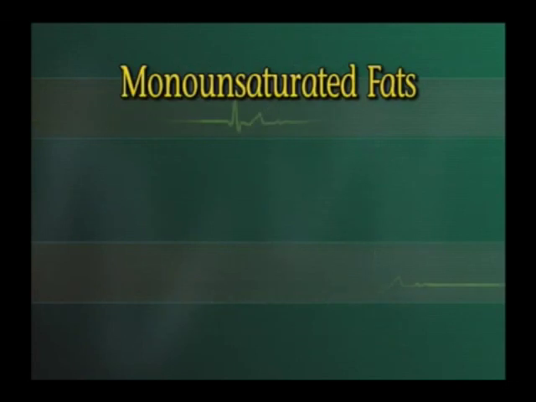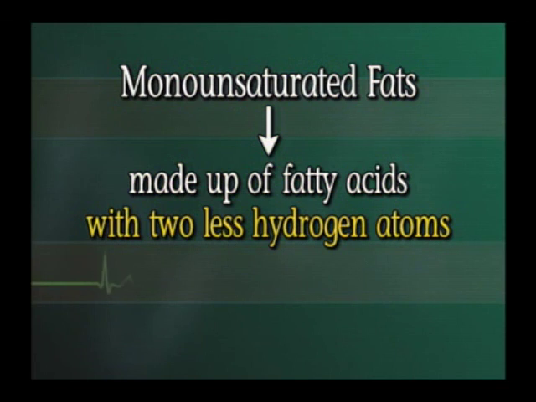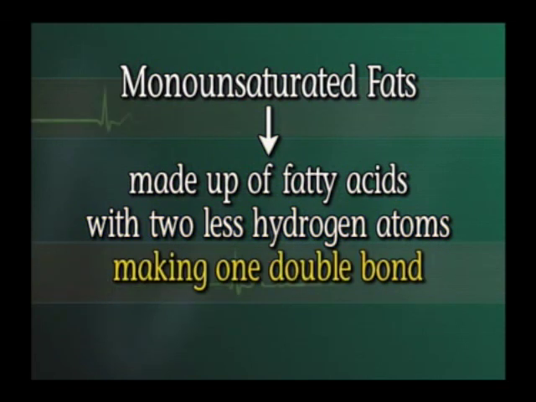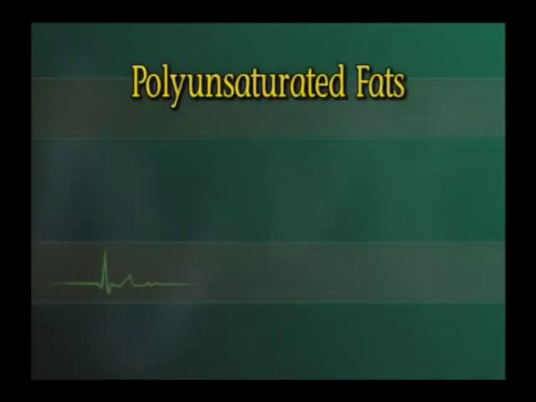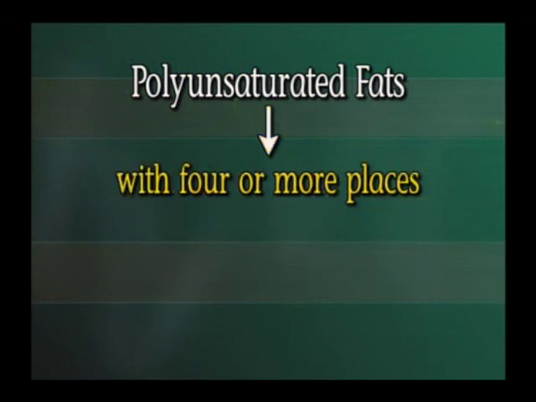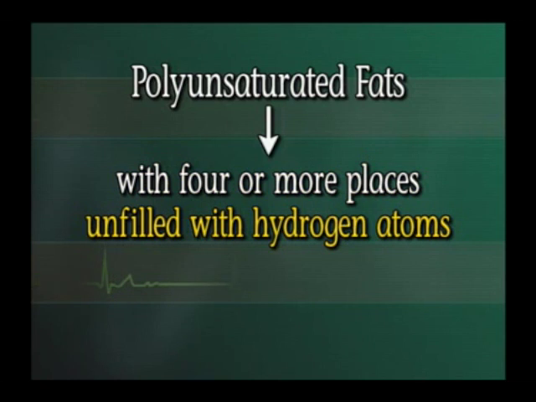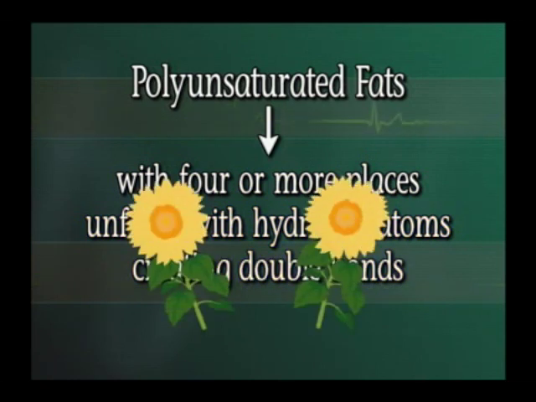Second, monounsaturated fats are made up mostly of fatty acids with 2 less hydrogen atoms making 1 double bond. These come mostly from plant sources. Olive oil is an example. Third, polyunsaturated fats are made up mostly of unsaturated fatty acids with 4 or more places unfilled with hydrogen atoms, creating double bonds. These fats come from plants like safflower and sunflower oils.